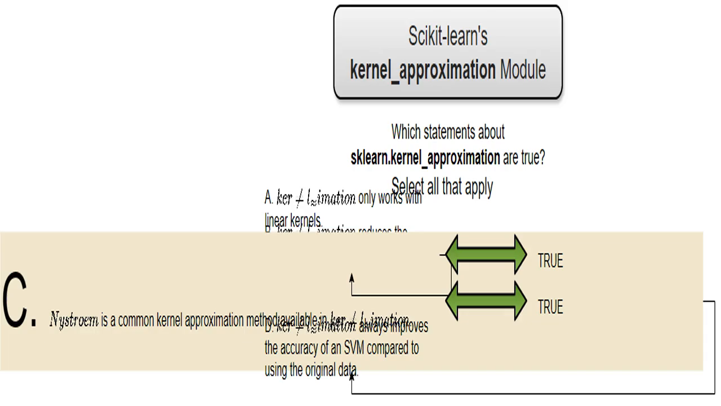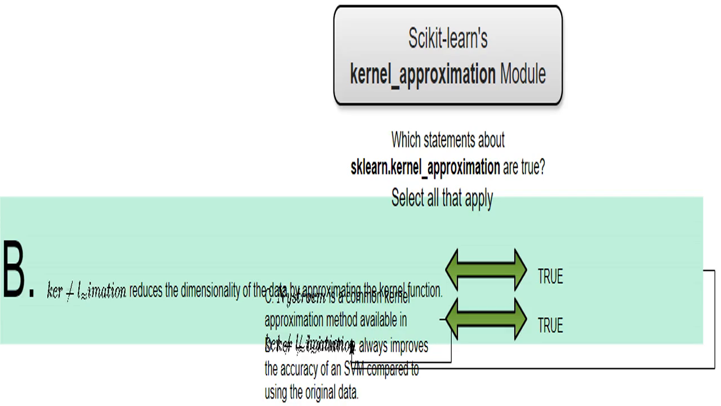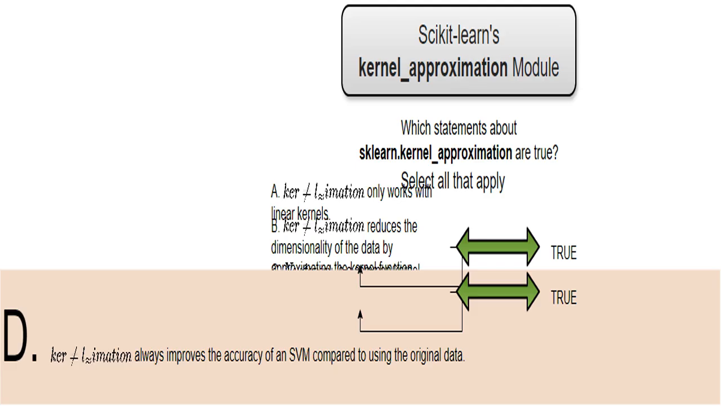The method approximates the kernel function to implicitly reduce dimensionality. Pretty cool, huh? This statement is also true. The Nystrom method is a popular algorithm used within kernel_approximation to perform this dimensionality reduction. It's a specific technique among several available for achieving kernel approximation. This confirms that statement C is correct.